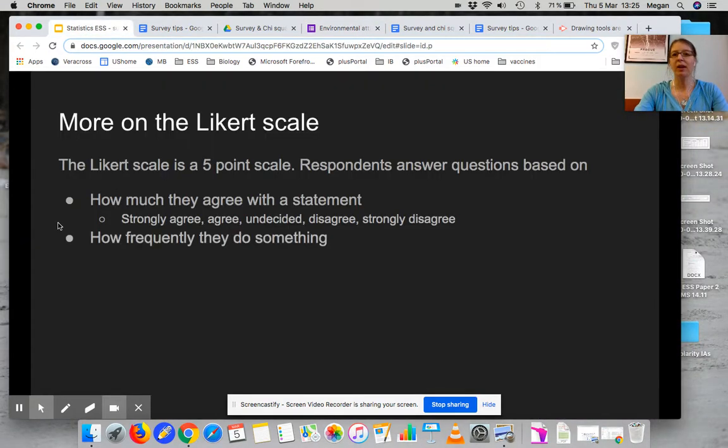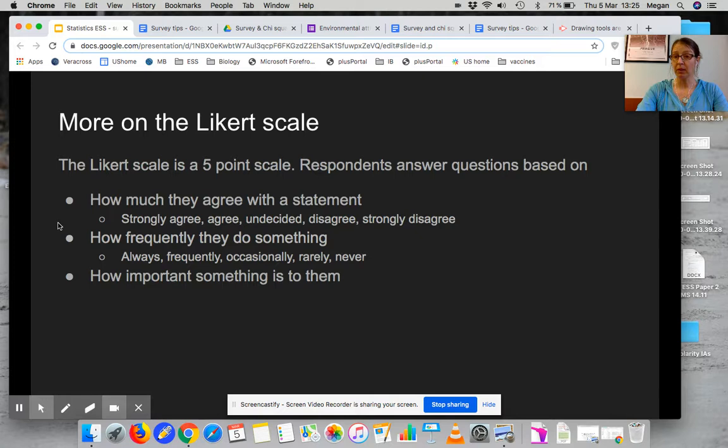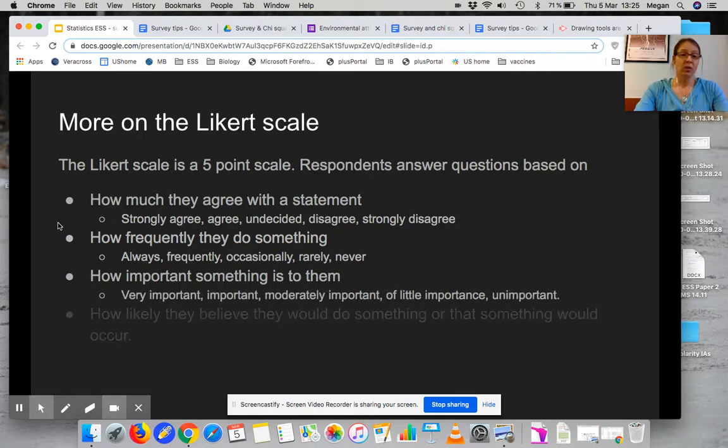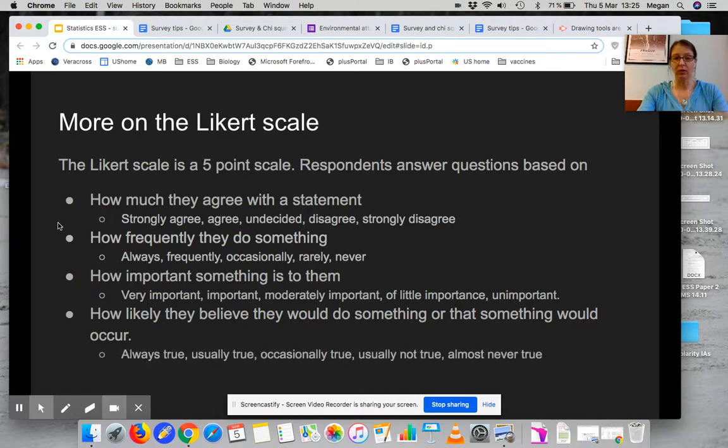But you can also ask, how frequently do you do something? Always, frequently, occasionally, rarely, never. You could look at how important something is to someone. You can also look at how likely they believe they would do something or that something would occur. So, do you feel like that's always true, or would it happen often, not often, and so on. So there are these basic categories. You just realize that you're going to be on a scale from basically strong in one direction to strong in the other direction, and everything in between.